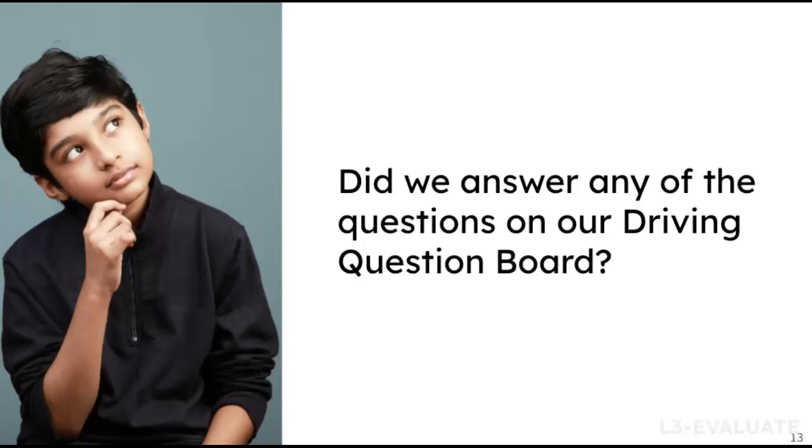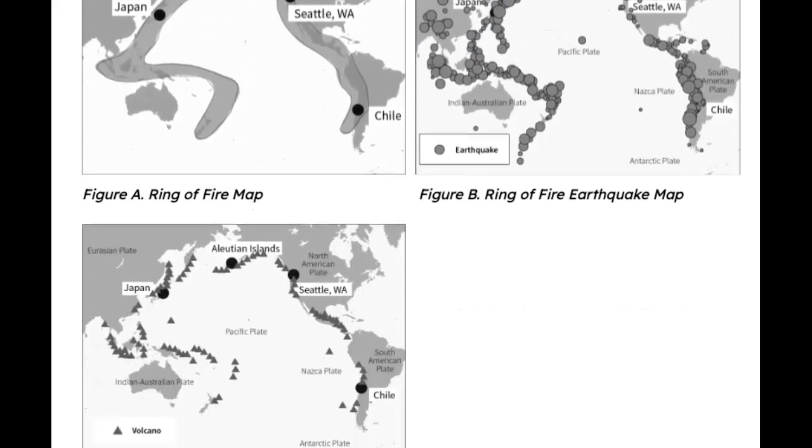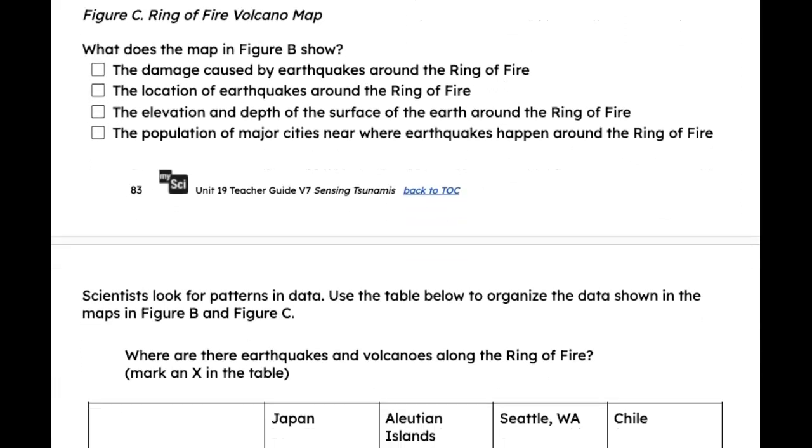To support student sense-making across the unit, orient them back to the driving question board. Ask, did we answer any of the questions on our driving question board? You'll use this as an opportunity to build a class consensus model to answer the section driving question, how do tsunamis happen? You'll have students complete the Section 1 summative assessment.